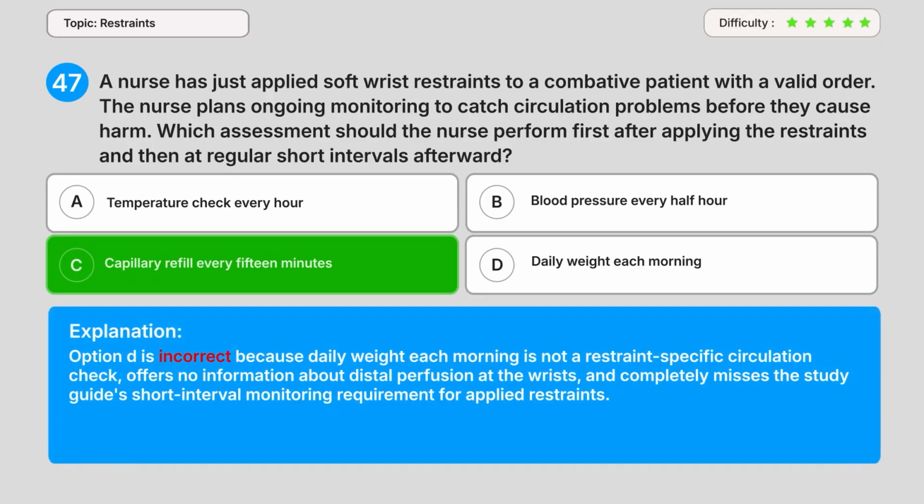Option D is incorrect because daily weight each morning is not a restraint-specific circulation check, offers no information about distal perfusion at the wrists, and completely misses the study guide's short interval monitoring requirement for applied restraints.